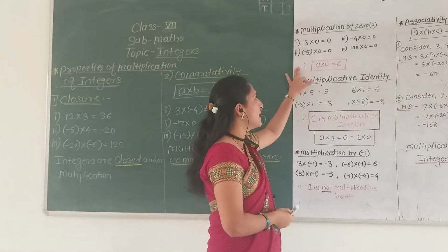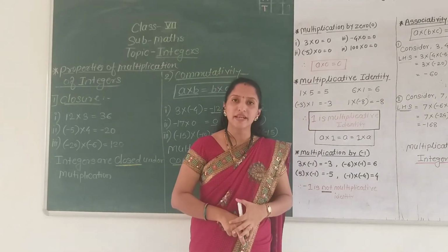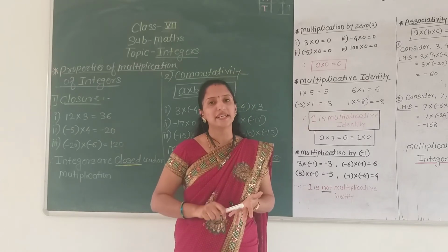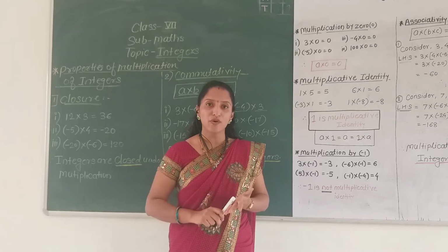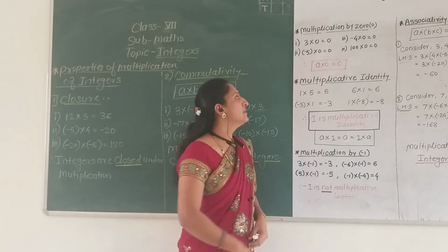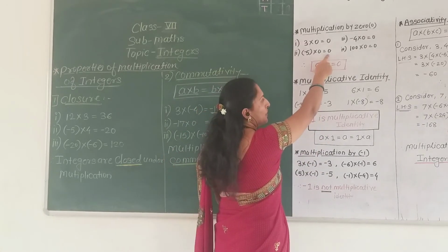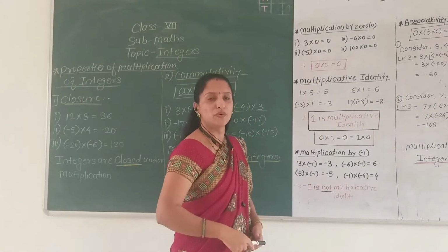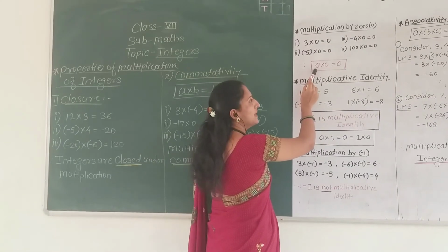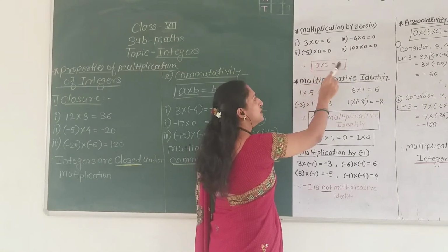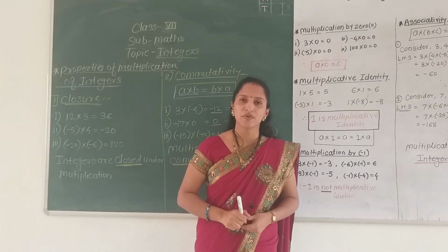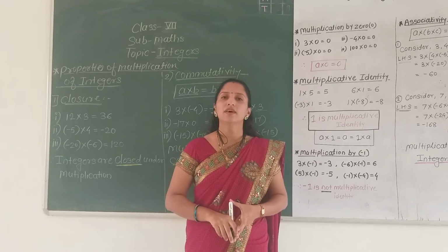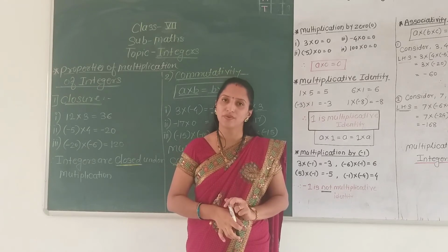Then this shows that if I multiply 0 with any integer number, if it is positive or it is negative, the product is 0. That means A into 0 is equal to 0, where A is any integer. So by multiplication of 0 with any integer number, we get the answer 0.